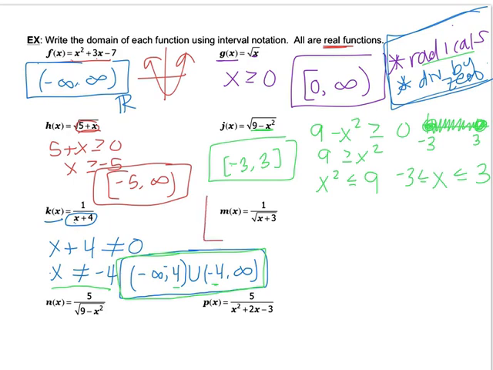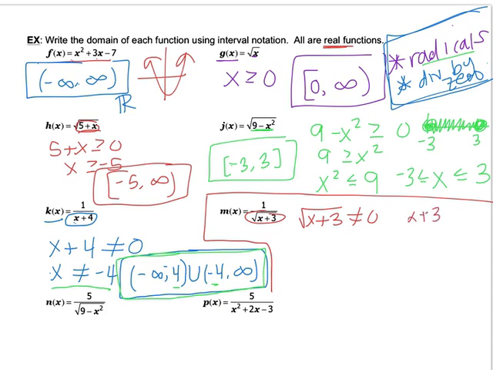Alright, so m of x equals 1 divided by the square root of x plus 3. Let me draw this. So now we've got a couple different things happening together. We've got a fraction, so that would mean this whole denominator, the square root of x plus 3, cannot equal 0 because you can't divide by 0, but we also have a square root. So whatever's on the inside of the square root, which is x plus 3, has to be greater than or equal to 0. So both of these things have to be happening. Both of these restrictions apply.